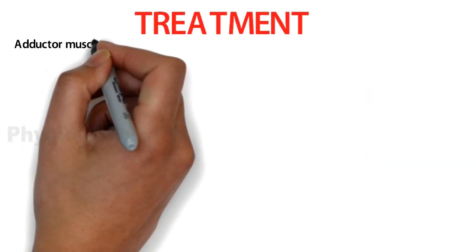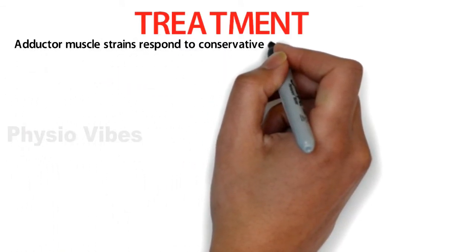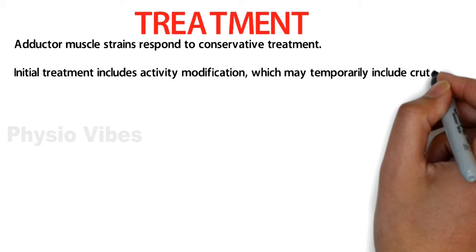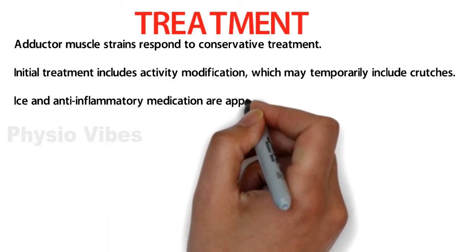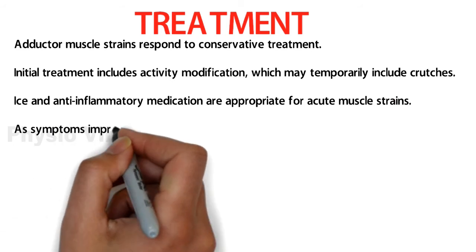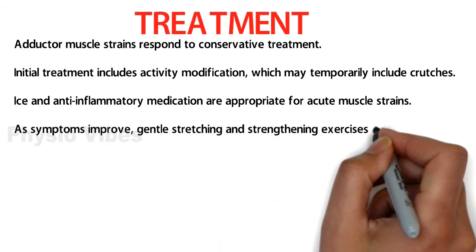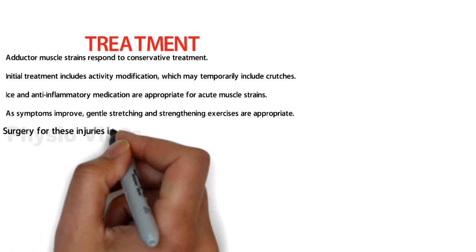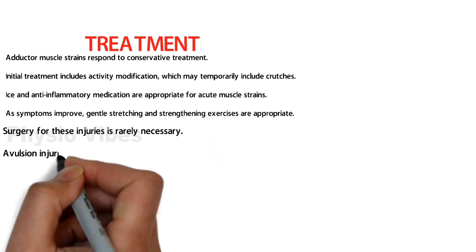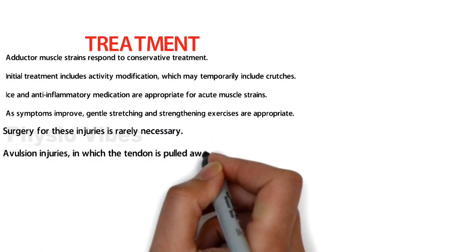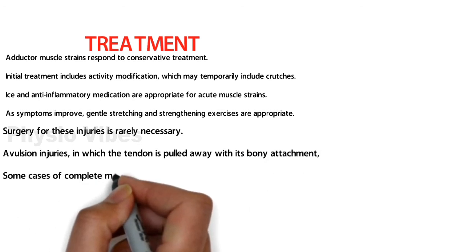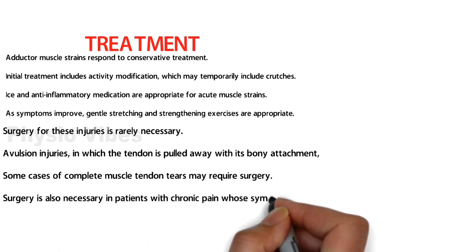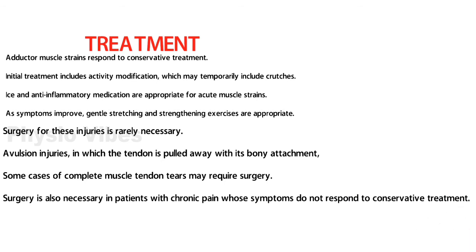Treatment. Adductor muscle strains respond to conservative treatment. Initial treatment includes activity modification, which may temporarily include crutches. Ice and anti-inflammatory medication are appropriate for acute muscle strains. As symptoms improve, gentle stretching and strengthening exercises are appropriate. Surgery for these injuries is rarely necessary. Avulsion injuries, in which the tendon is pulled away with its bony attachment, and some cases of complete muscle tendon tears may require surgery. Surgery is also necessary in patients with chronic pain whose symptoms do not respond to conservative treatment.